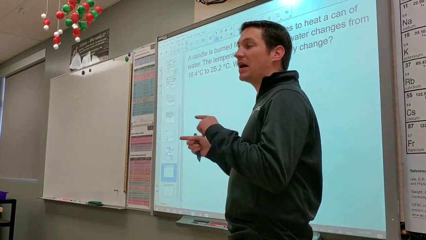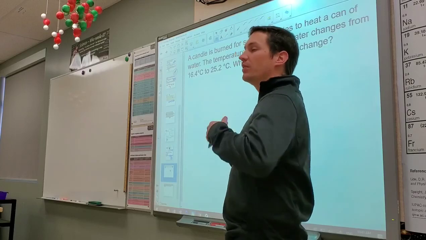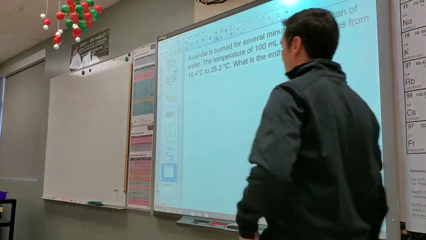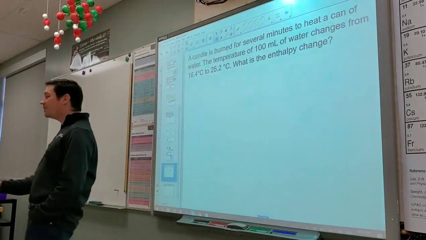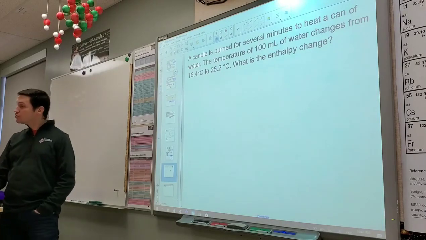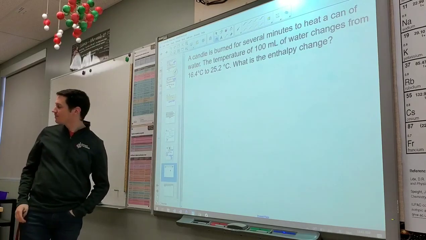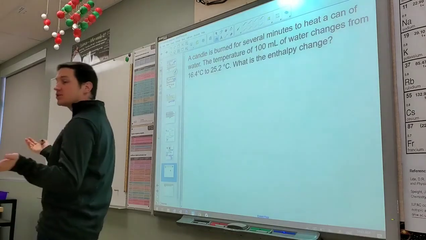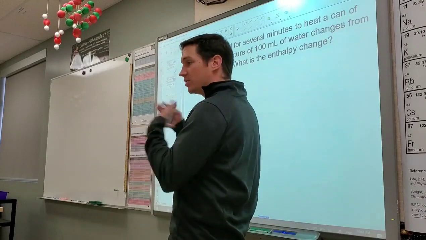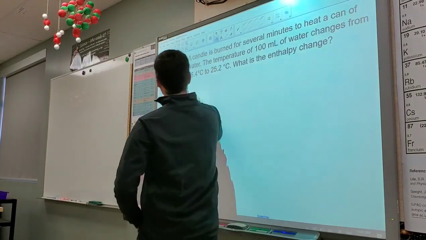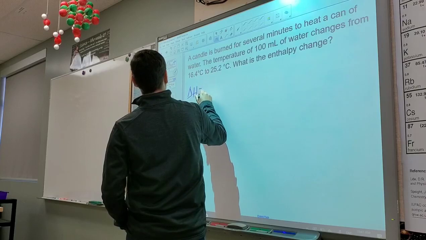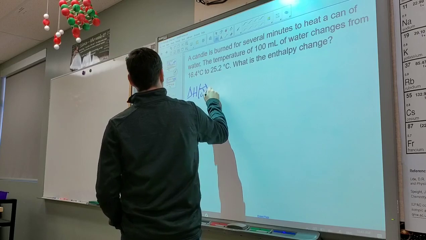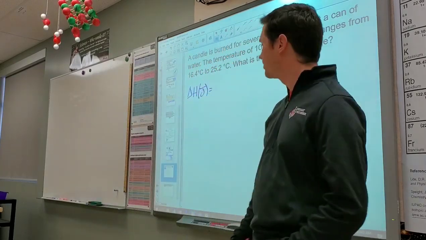Any energy lost by the candle, we need to assume that all of it is gained by the water, because this is some sort of a calorimetry experiment. So what is enthalpy measured in? Do you know? Joules. Do you see joules here anywhere? No. But we have water, and we know how much energy it takes to change the temperature of water, right? So we're looking for enthalpy, that's delta H, and it's measured in either kilojoules or joules, it doesn't matter. It's all the same thing.